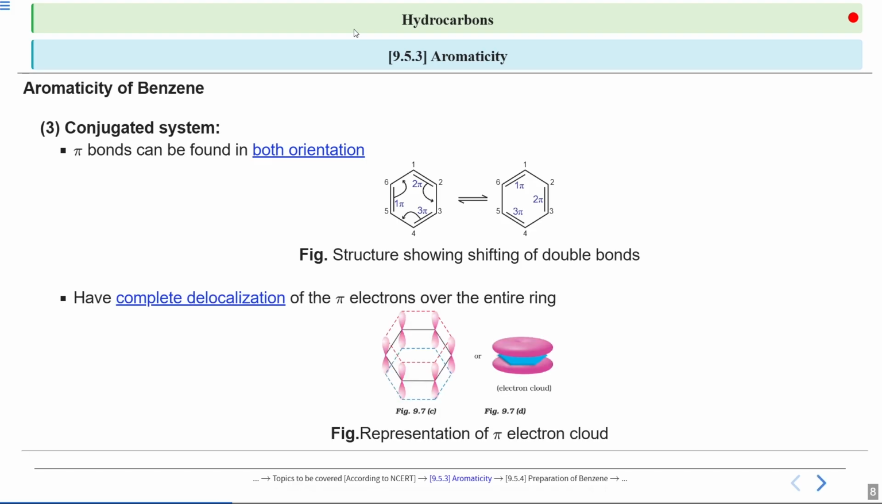Now let us focus on the idea of complete delocalization. This means that the pi electrons are not stuck just between two atoms but are spread out, or delocalized, over the whole ring structure. Here you can see from the image, pi electron clouds are present above and below. Due to the sidewise overlap, we are creating two sets of pi electron lobes above and below the ring. To summarize, a conjugated system in an aromatic compound allows for both the orientation of pi bonds and complete delocalization of electrons, and these features are essential for the unique stability of aromatic molecules.